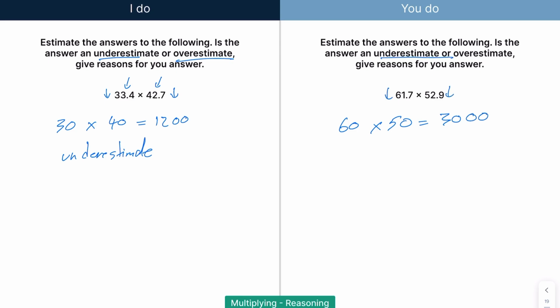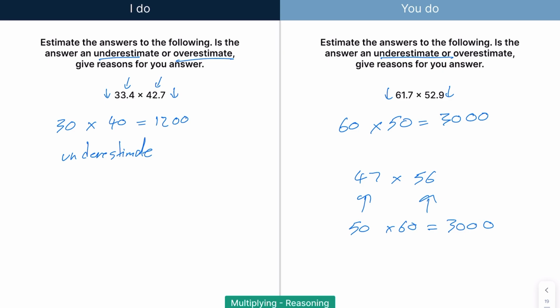So just worth noting here that an overestimate would be when both values have been rounded up, okay? So if you had a question like 47 times 56, this would be 50 times 60, and this answer here would be, in fact, the exact same answer as the one above, I've just realized, but this would be an overestimate because both values have been rounded up. So these are the only 2 cases you need to know about. You don't need to worry about what happens if one's being rounded up and down. You don't need to worry about that.